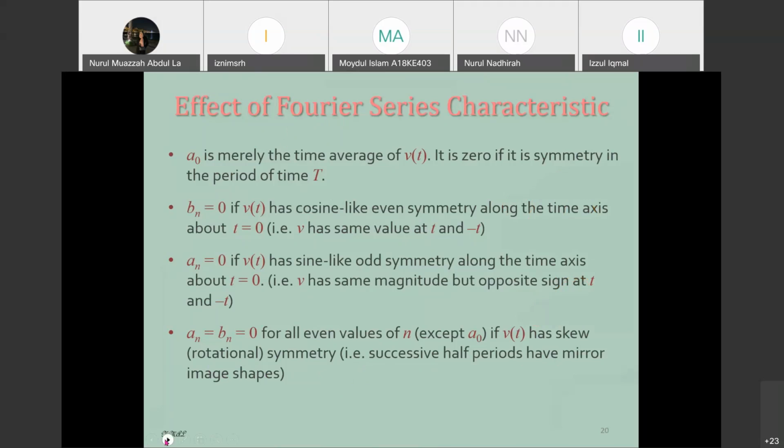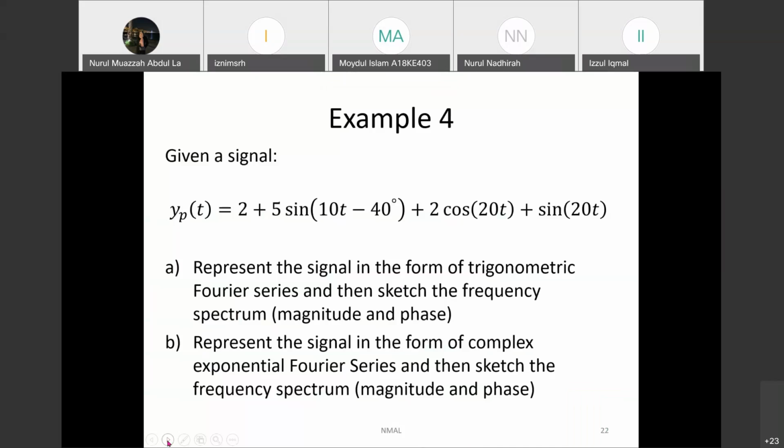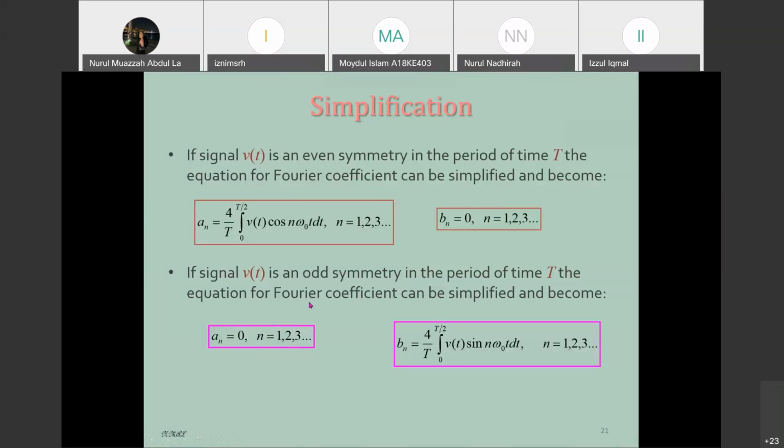To further simplify based on this point, these are the equations. For example, if v(t) has even symmetry in the period of time T, the equation for the Fourier coefficient can be simplified, so the Bn part equals 0, and An is like this. If v(t) has odd symmetry, meaning it looks like a sine shape, you can further simplify the equation of the trigonometric Fourier series to become like this. Any question before we proceed to examples?